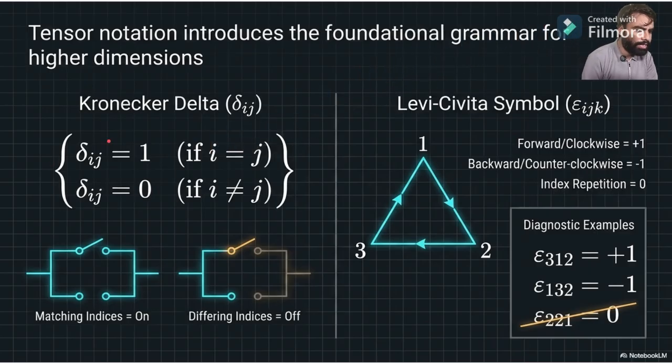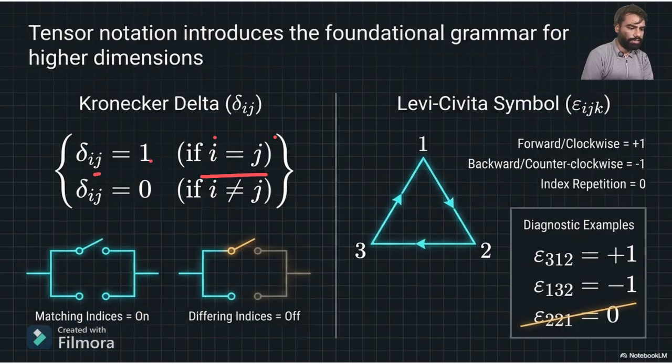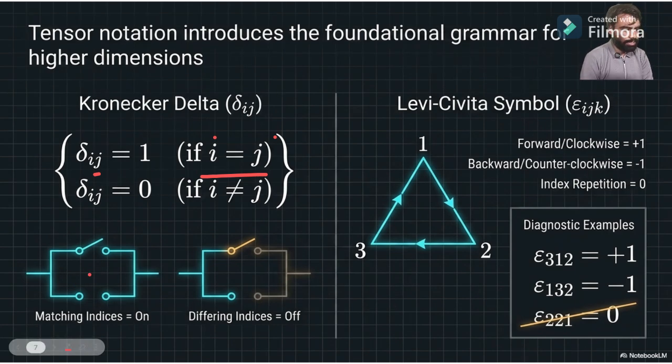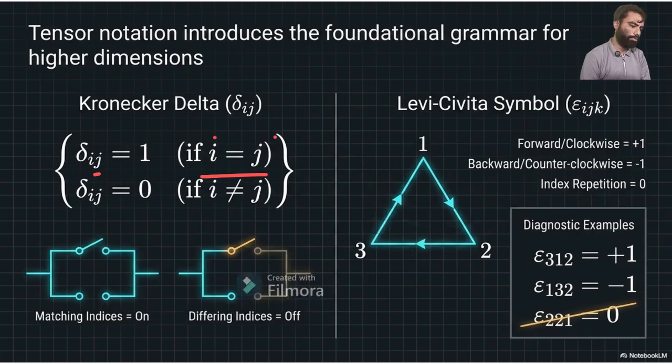The Kronecker delta, delta ij, is equal to 1 when i and j are the same. If these two terms are the same, it will always give 1, and if not, it will be 0. It is like a gate system. If both are the same, the switch is on, and if not, the switch is off.